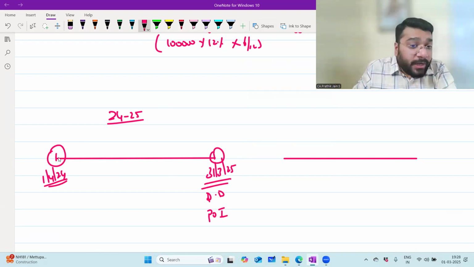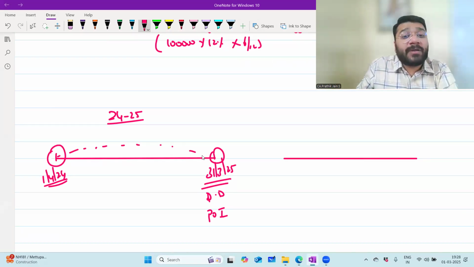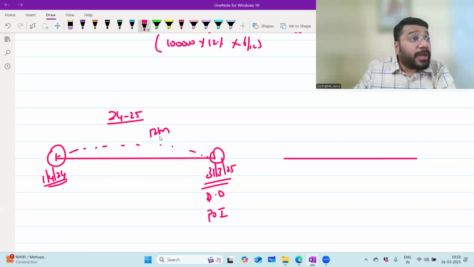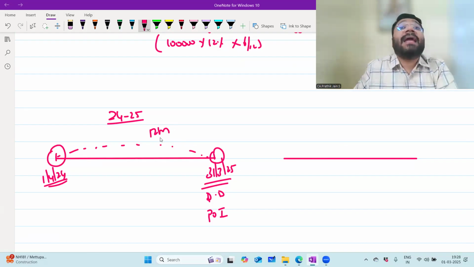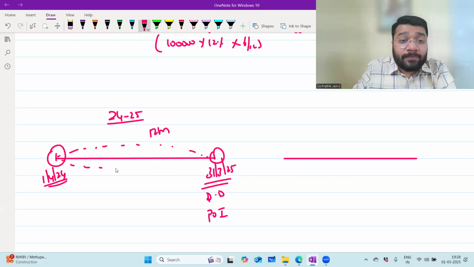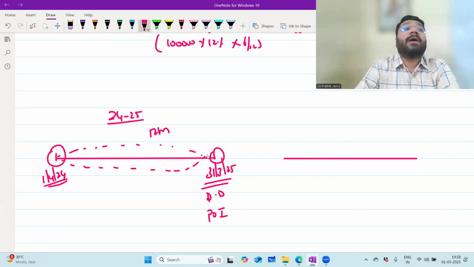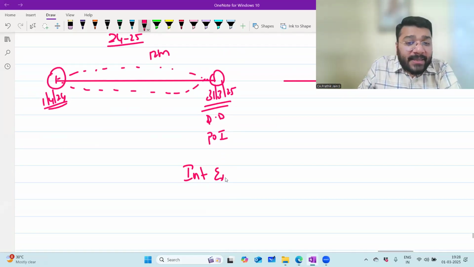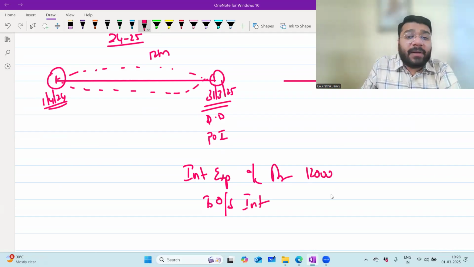No. So now for how much period did you enjoy the money? You enjoyed this 1 lakh rupees for 12 months. So the matching principle says that since you enjoyed this money for 12 months, the corresponding expenditure for 12 months is what you are supposed to record and pay. So now what will the entry be? Interest expenditure account debit to outstanding interest. How much? 12,000.